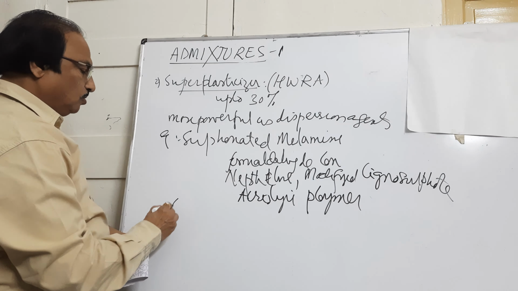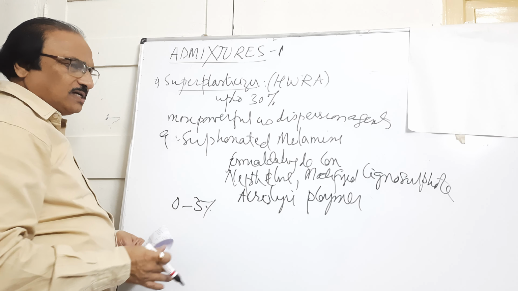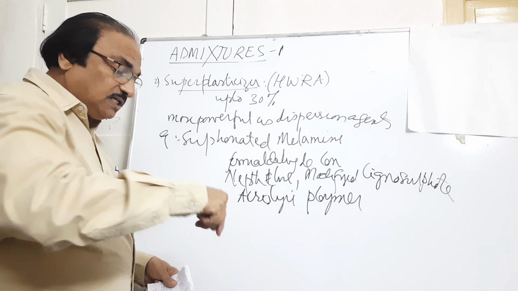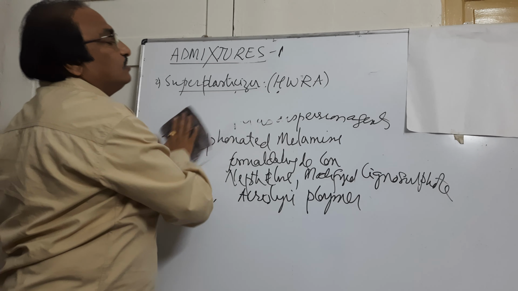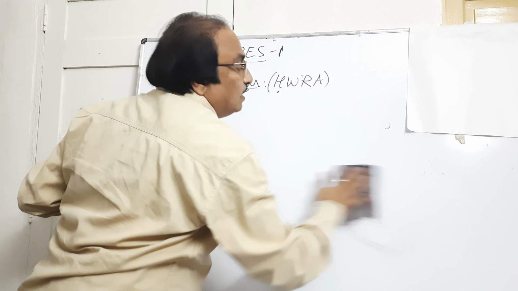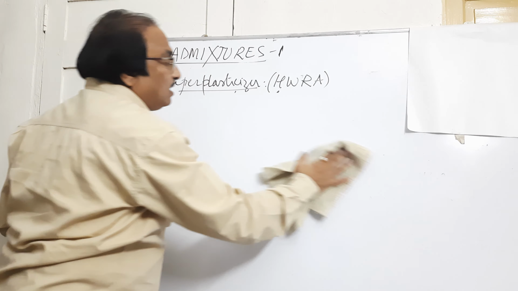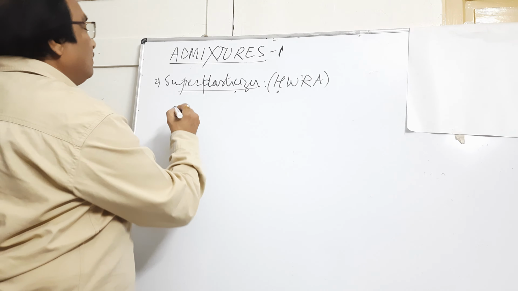So usually the dosage is 0 to 5%, or 3 to 4% is also used. Now here, how much percentage of superplasticizer is to be added to the water? It depends upon the optimum dosage of superplasticizer. How much dosage you have to give depends upon our requirement.